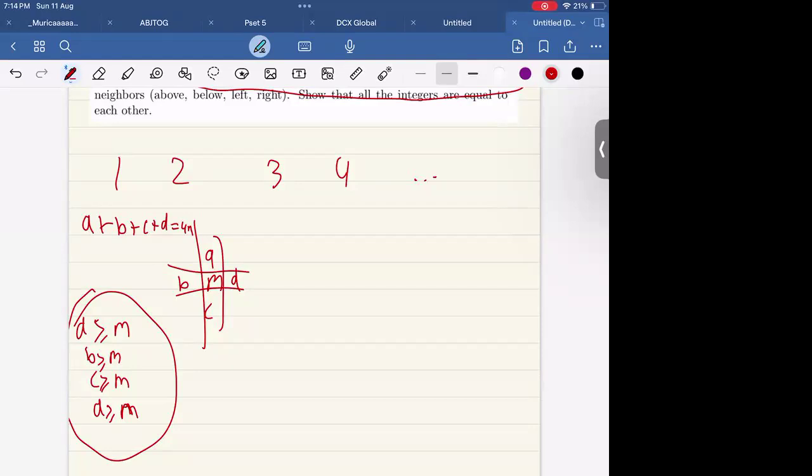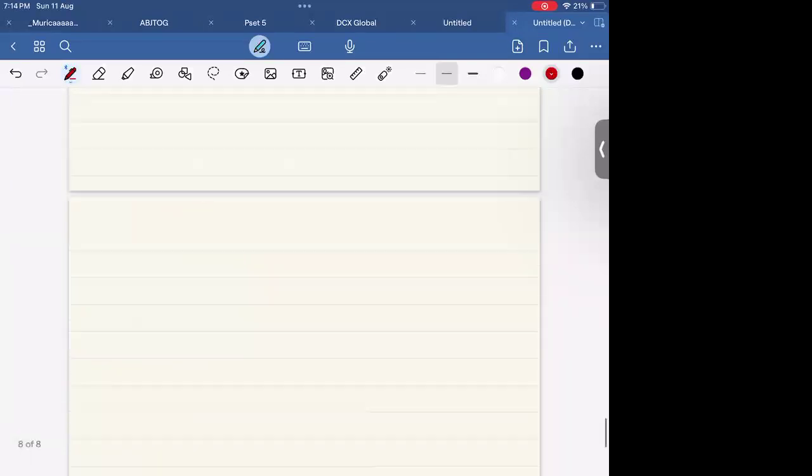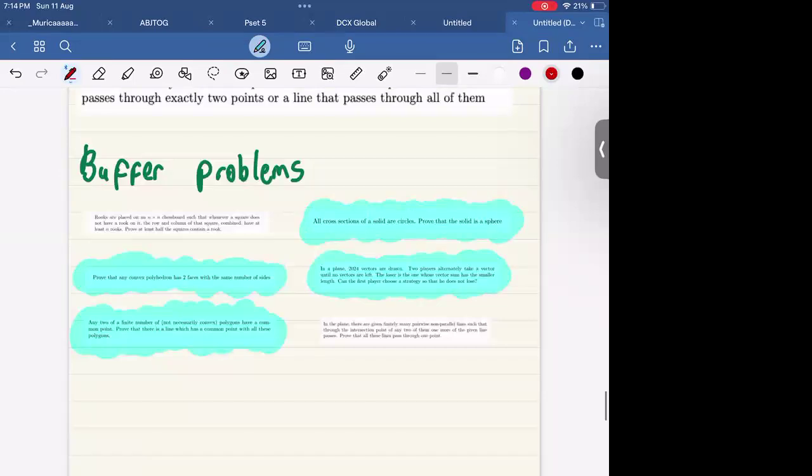Okay, so now, some people are asking for the buffer. So these are the 6 buffer problems. Just take a screenshot. And the ones I've highlighted blue are the ones which I like a lot. You can also do the other 2 if you want. Okay, so I'm assuming you guys have taken a screenshot.